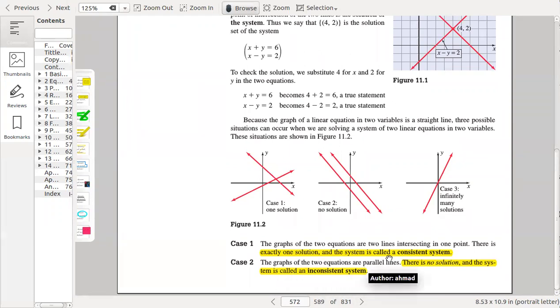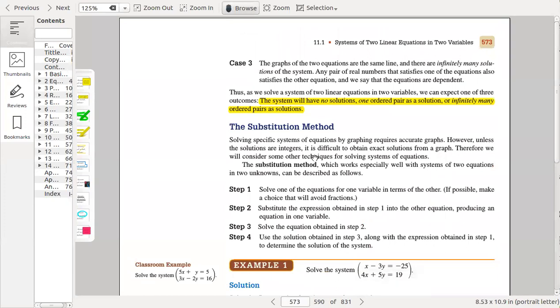So if the system has no solution, then it is considered to be inconsistent. And if the system has only one solution, then the system is called a consistent system. And in case 3, the graphs of the two equations are the same line and there are infinitely many solutions of the system. Any pair of real numbers that satisfies one of the equations also satisfies the other equation. And we say that the equations are dependent.